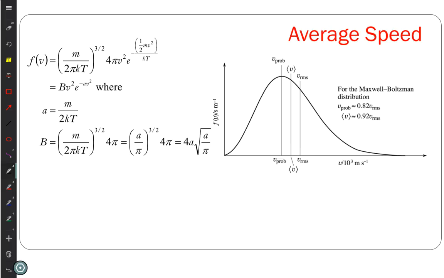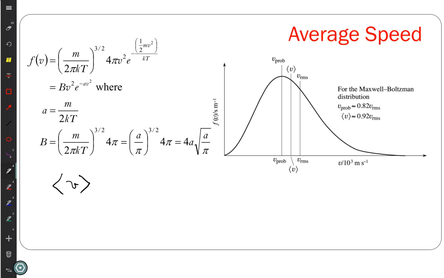To find the average speed, I now need to use a weighted factor. My average speed, in physics, we put that like this. When we take quantum mechanics, instead of calling it the average speed, we'll call it the expectation value for the speed. Expectation value means if I took a large number of samples and took the average of it, this is what I would get. In other words, it's the average value.